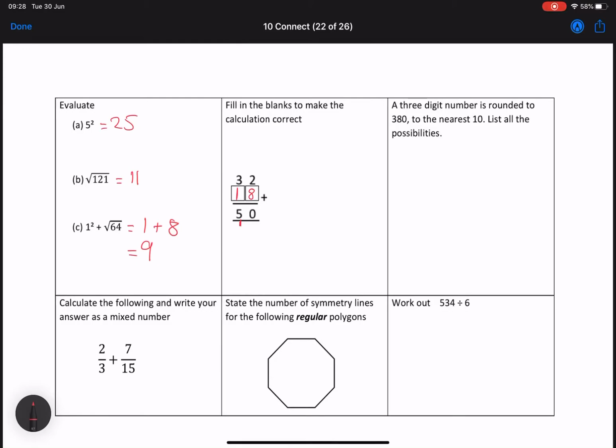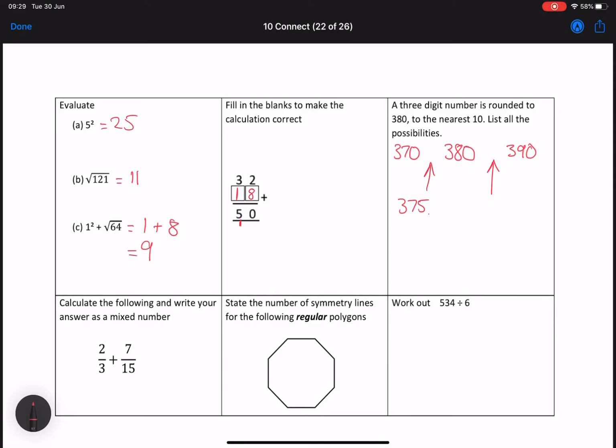Next one, a 3-digit number is rounded to 380 to the nearest 10. Well, consider that 380 would be in the middle. The next 10 down would be 370. 10 up would be 390. It's going to be in between those two. So it could be 375, but it couldn't be 374 because that would round down to 370.